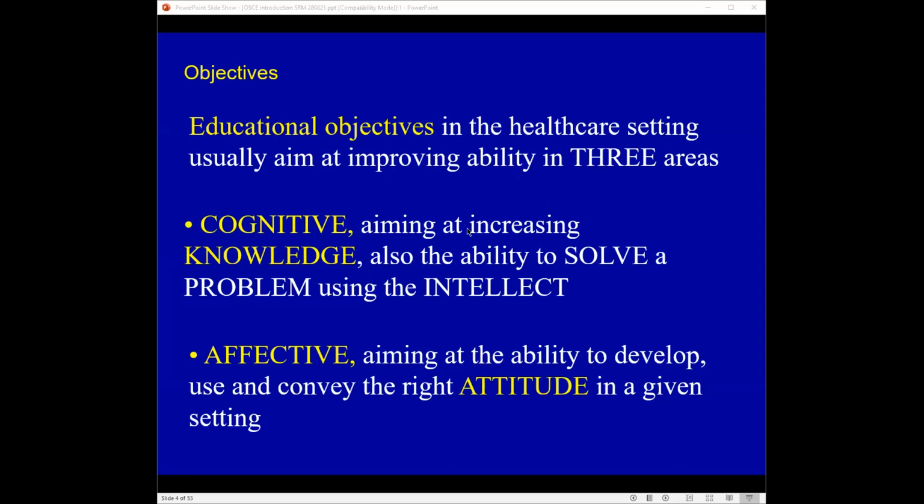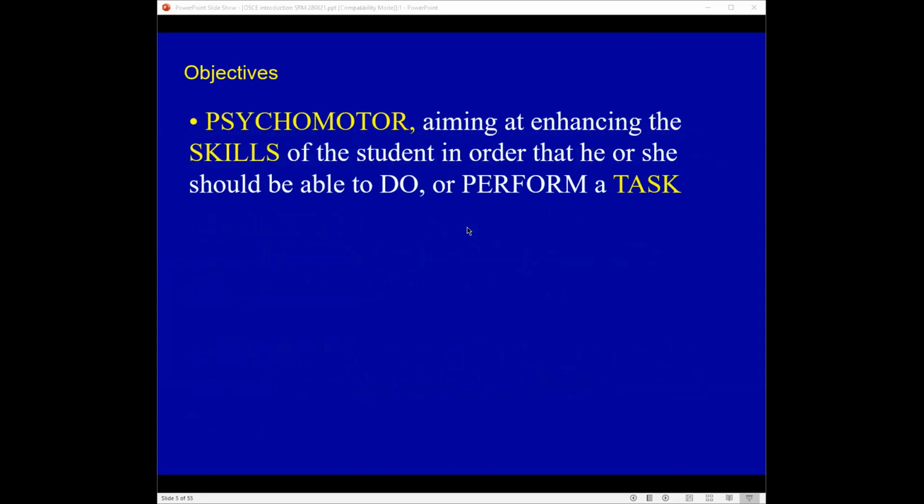Oftentimes, not too much emphasis is given to this kind of an objective. And of course, perhaps the domain which today's session will focus on is the psychomotor or the skill domain, where we try to get that student to be able to do something or perform a task.